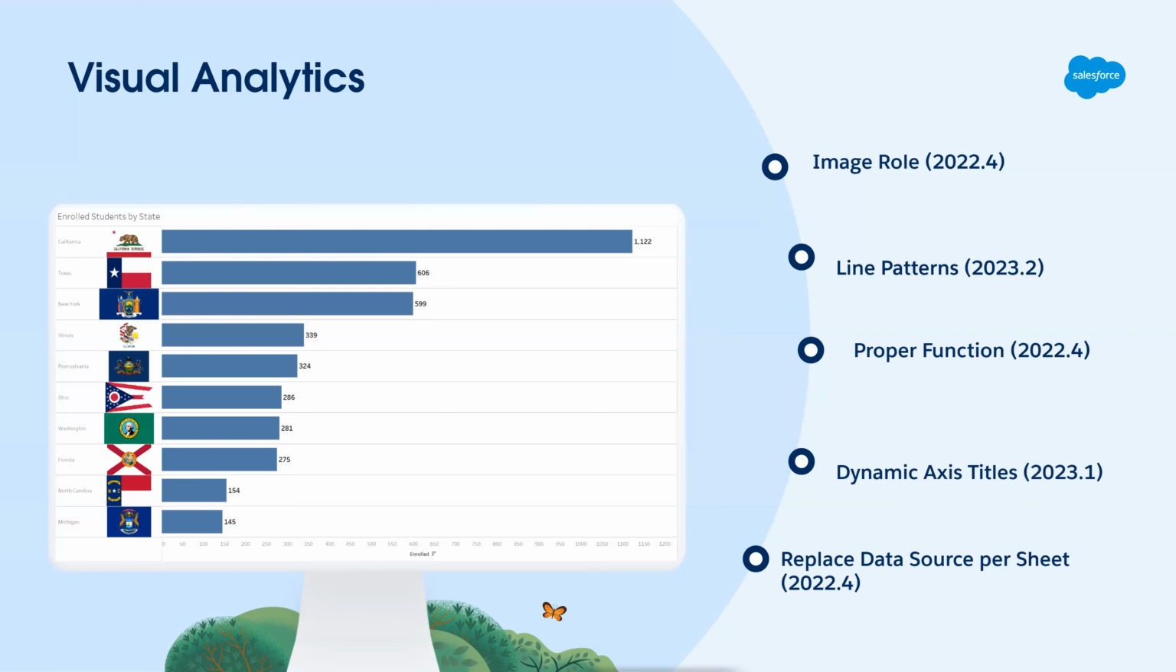Next, some miscellaneous items around visual analytics. Image role is a really interesting feature. You can imagine that maybe you're looking at a state. In this case, you see that I have states. So being able to have an image associated to a data value based on if I have a hosted image via URL.